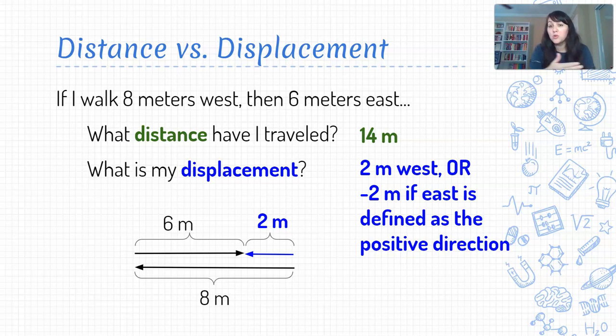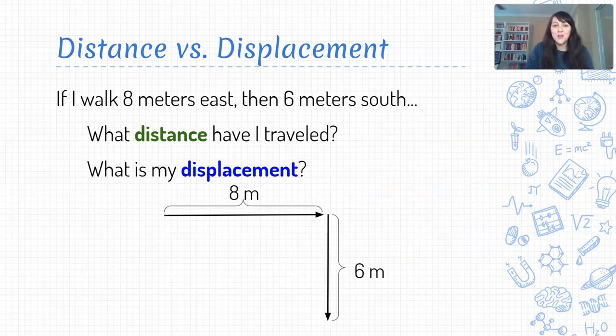So I could write out 2 meters west, or depending on how I've defined my directions, if I've said that east is the positive direction, which is what I kind of assumed in the previous question, then I could also just say that this displacement is negative 2 meters because it's going in the negative direction. If east is positive, then west would be negative. All right, good.